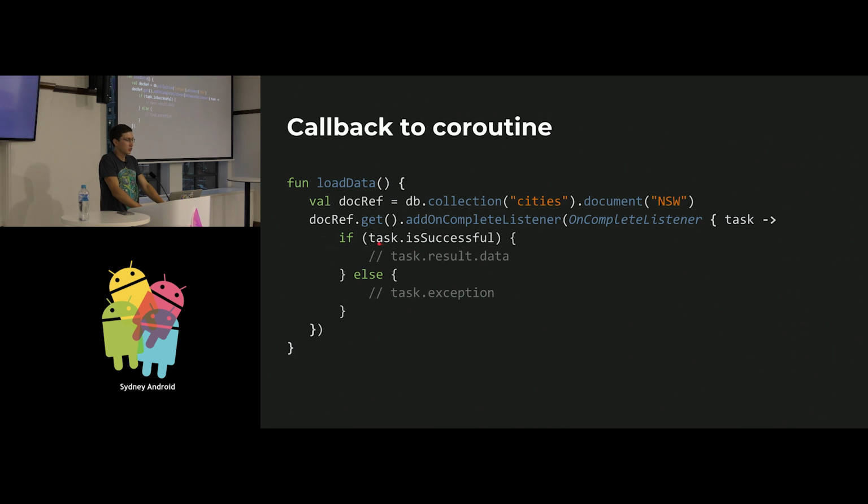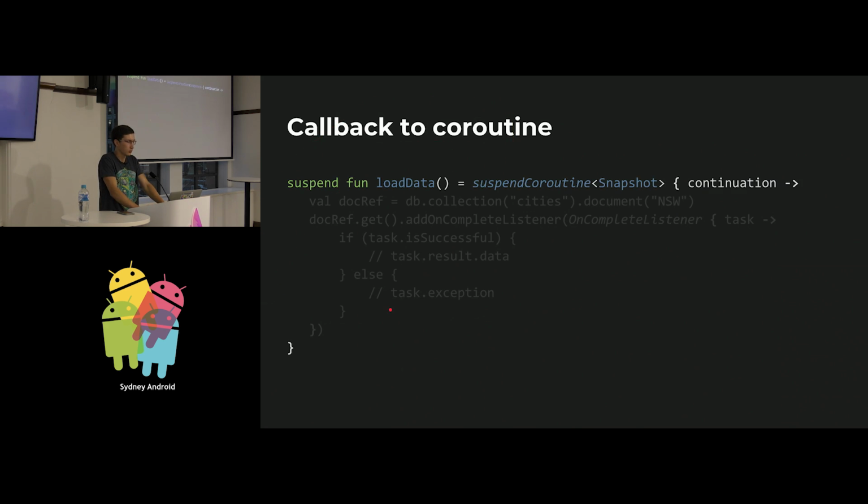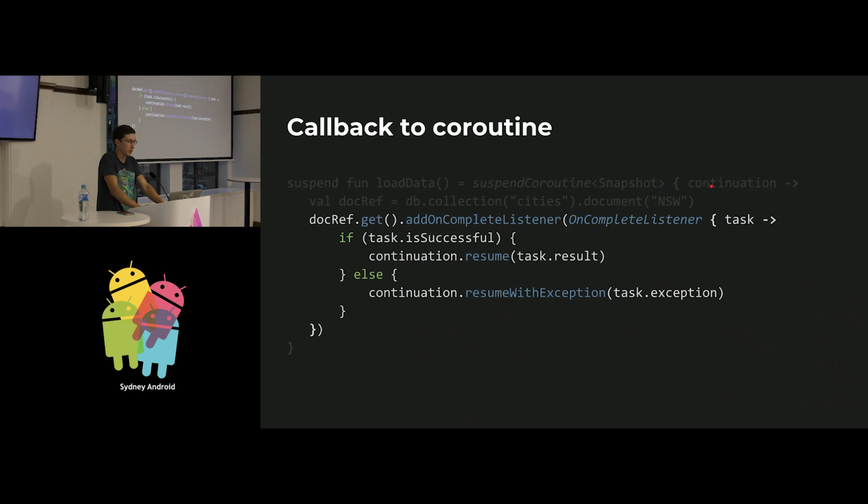And we just check if it's successful or failure. So now we'll try to bridge this to our coroutines. First we need to mark this function as suspended, and then we need to use a suspend coroutine function, which will provide us a continuation. So this continuation then we will use to actually provide a result.